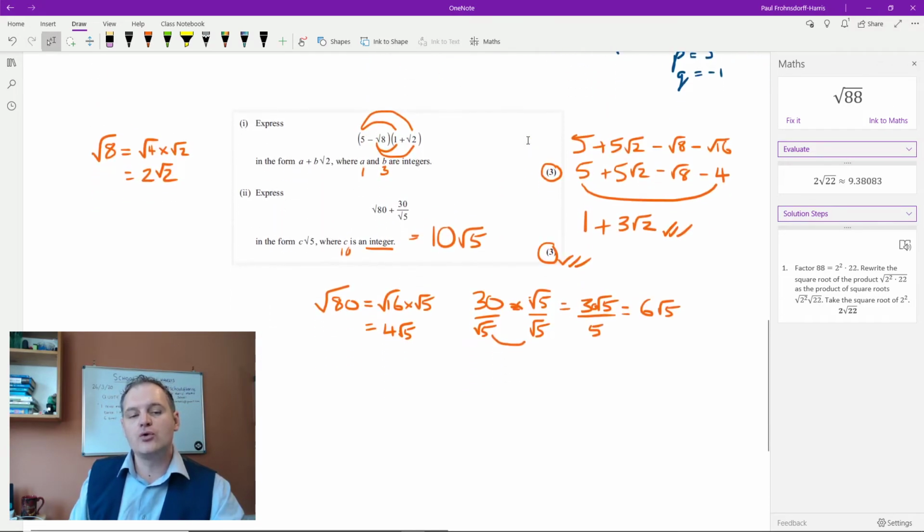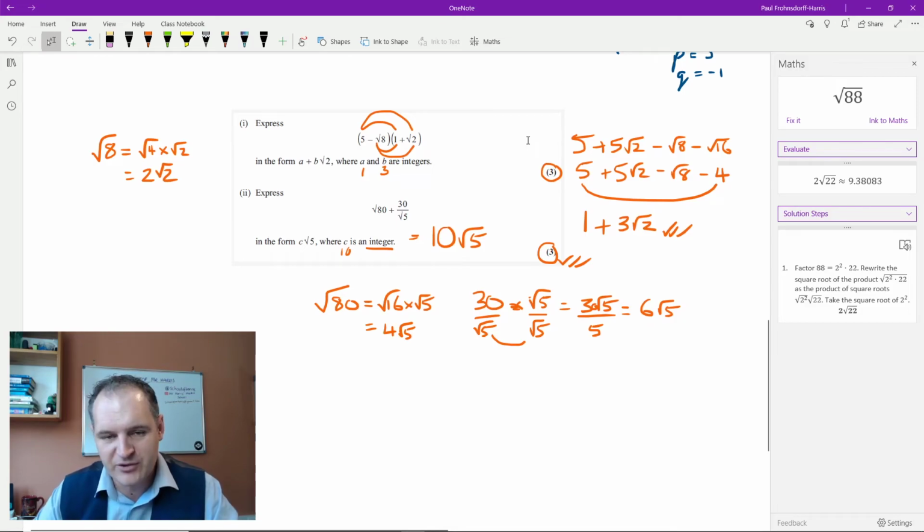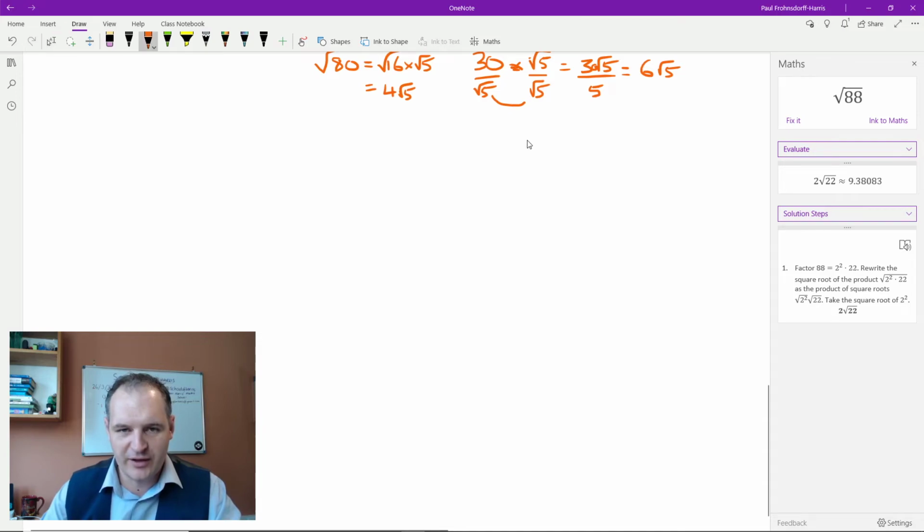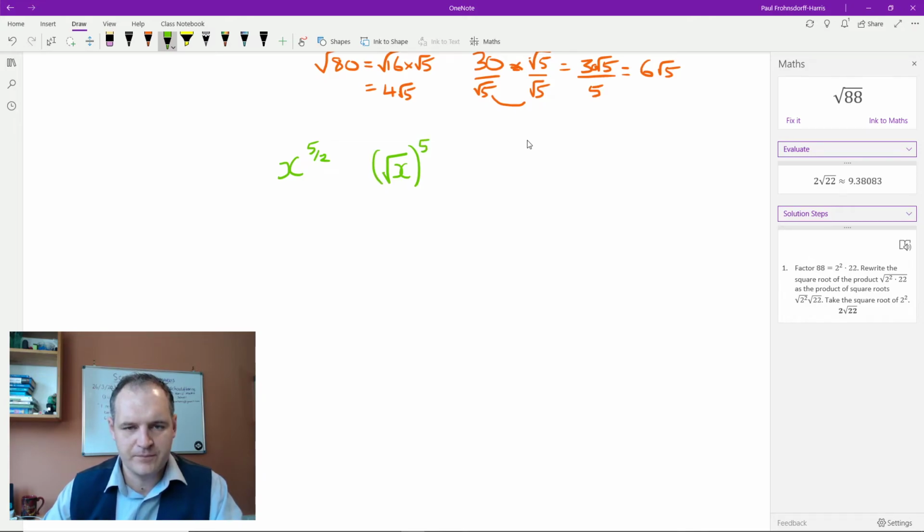That concludes all the stuff I have planned, except for the algebraic surds. Ugh. I know what you're thinking. What does surds have to do with algebra? Well, first of all, a quick brief reminder that x to the power 5 over 2 has an element of surd in it. It is root x to the power of 5. And that's important if we have things like this.